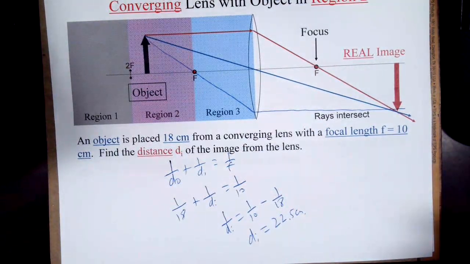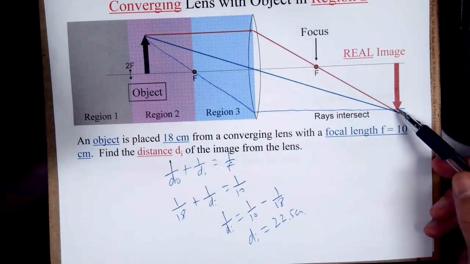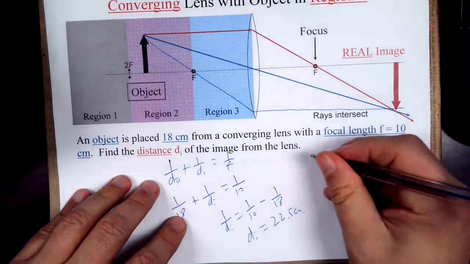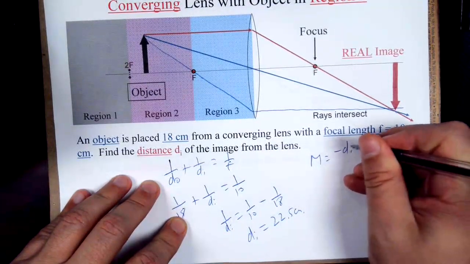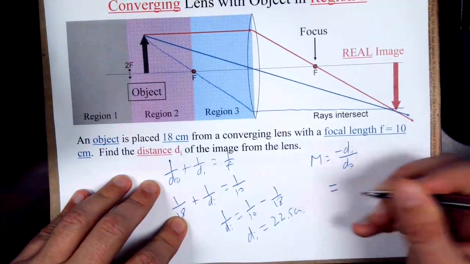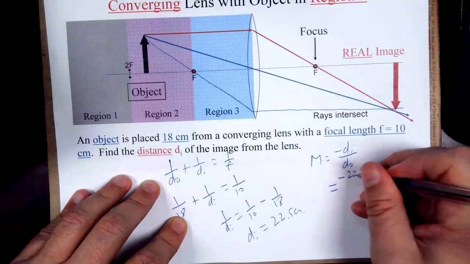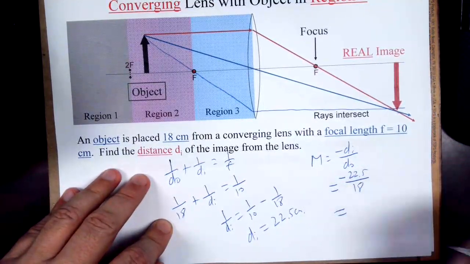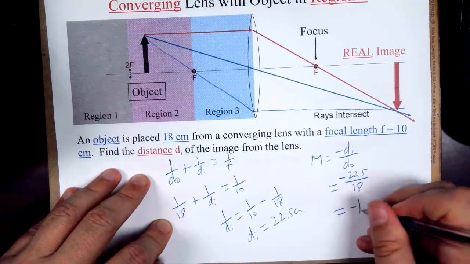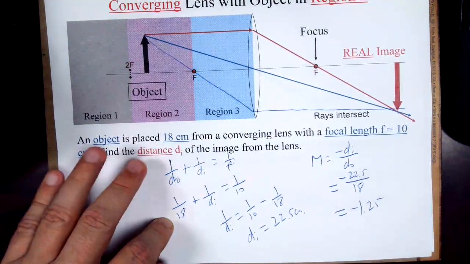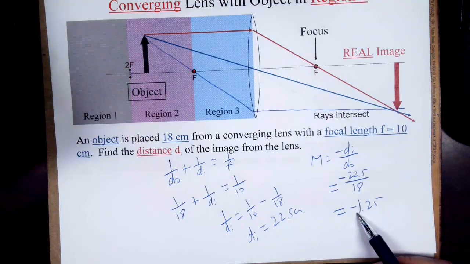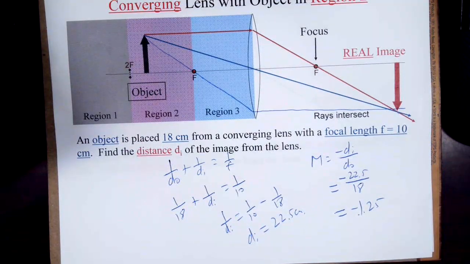And so that seems reasonable. We are past the focal point, so 10 is the focal length, and it's well past that. And our magnification is negative di over do, so that is negative 22.5 divided by 18, which is equal to negative 1.25. So this also checks out. Our image is inverted, so the magnification should be negative, and it's a bit larger than the original object, so the magnitude is greater than 1.